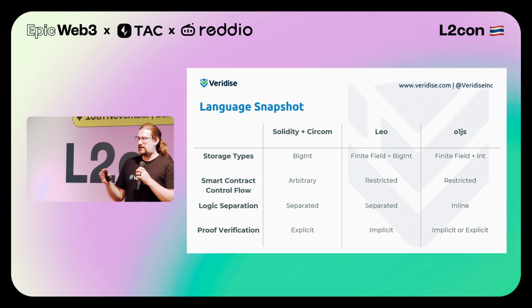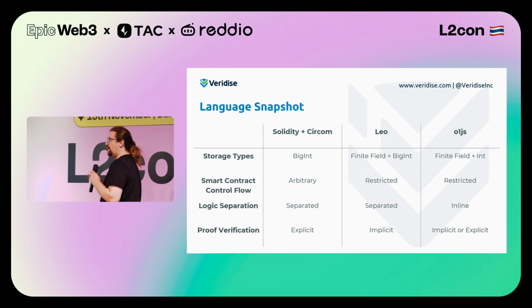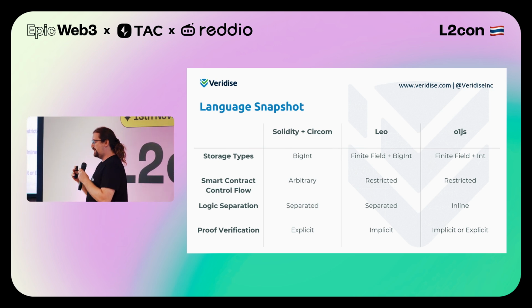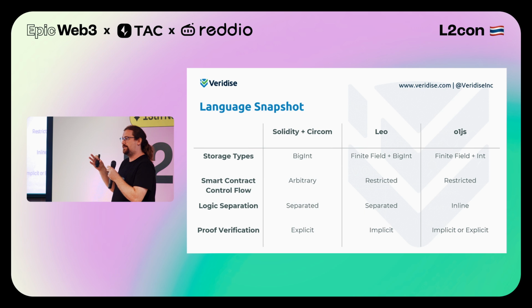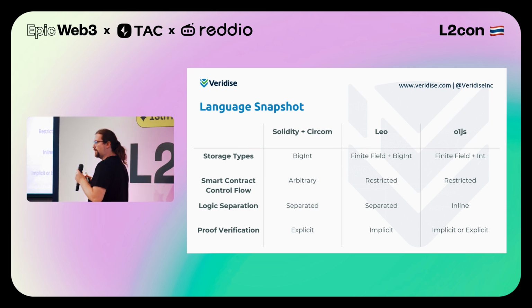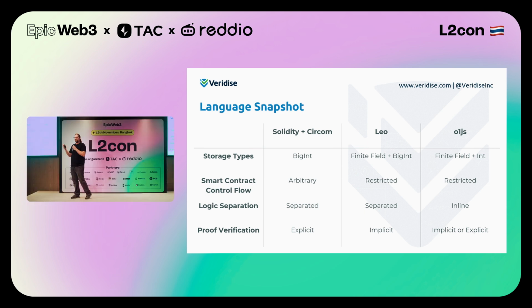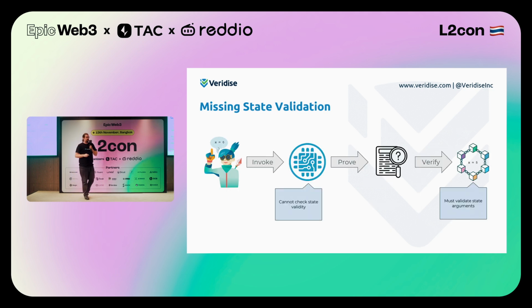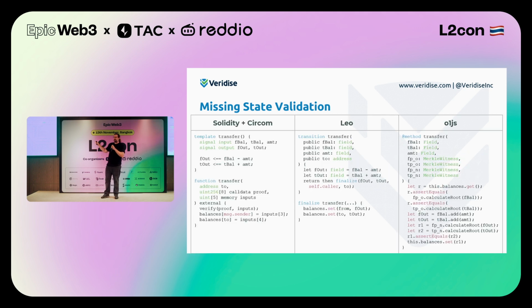And O1.js is kind of a weird mix of both, where if you simply write this inline application, everything is done implicitly, but when you write a custom ZK circuit, then you have to explicitly verify it. So that's kind of a lot of information. Let's first go and look at what these languages look like. I'll give you a little bit of an overview, and we'll start looking at some common vulnerabilities.